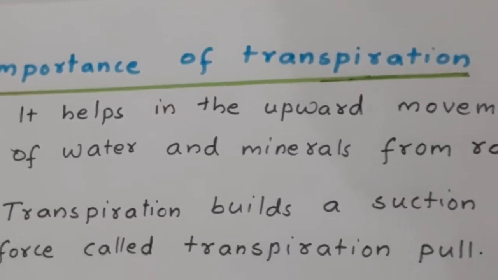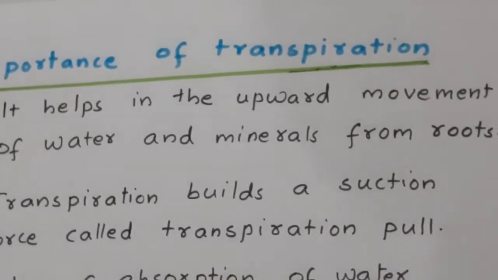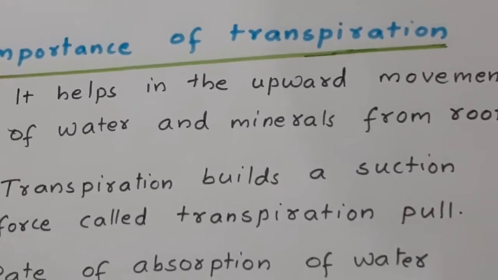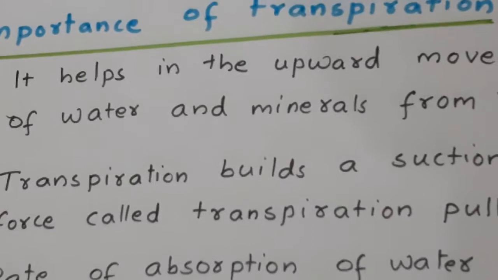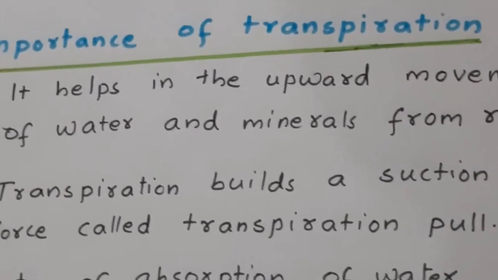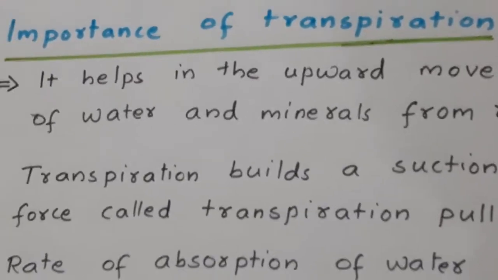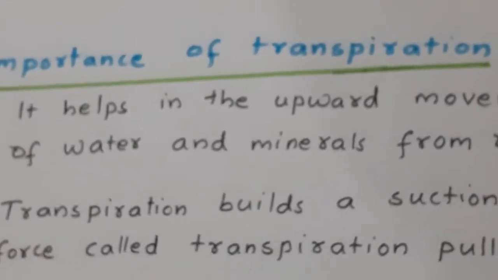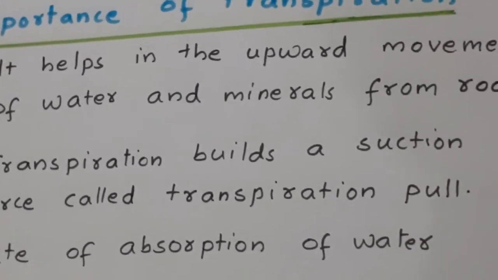Now we will see the importance of transpiration. Because of this process, what are the advantages we can see in the plants? First advantage: it helps in the upward movement of water and minerals from the roots. Because from the upper part the water is being lost, that area needs to be filled with water again. So automatically the water will move from down to up. Upward movement will happen because of the transpiration process.